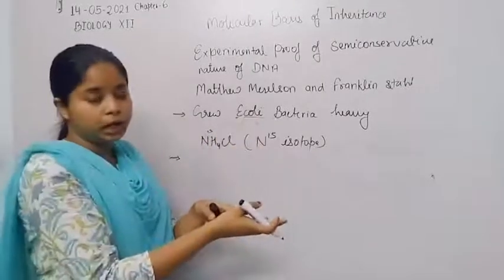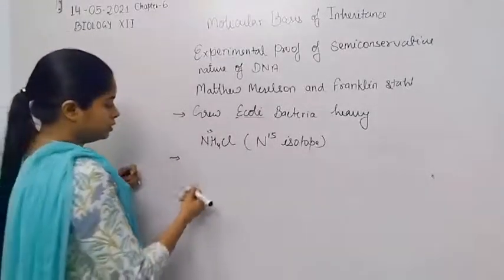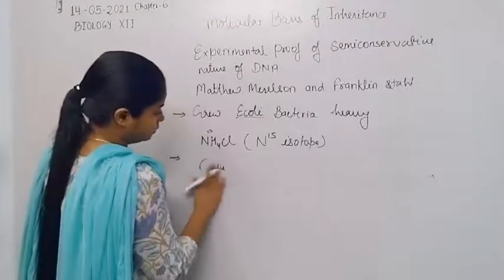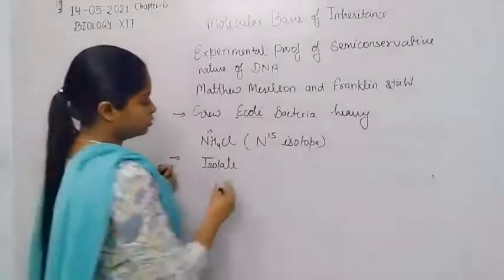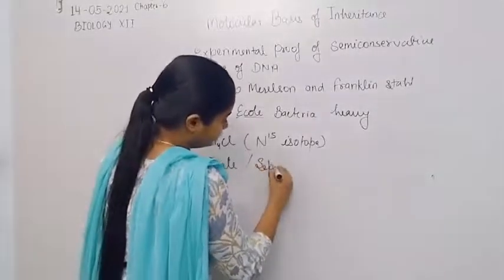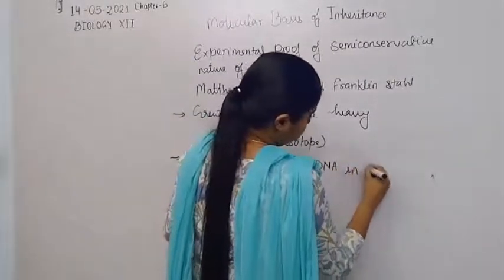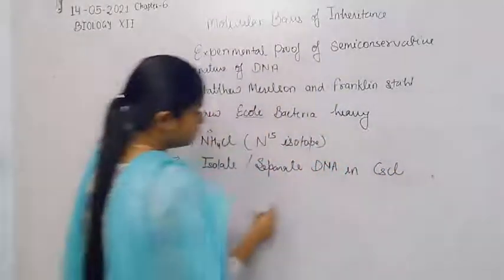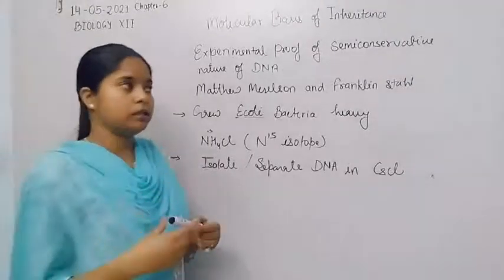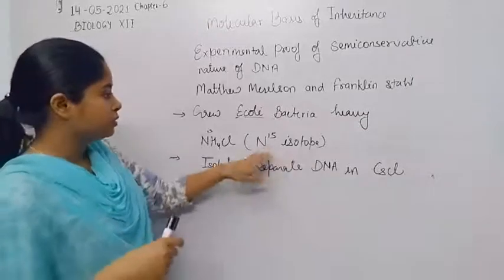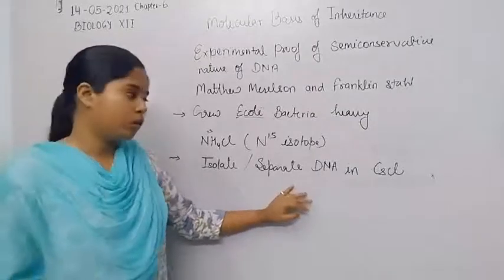isolate these E. coli bacteria, or isolate their genetic material, with the help of cesium chloride. They isolate or separate DNA in cesium chloride. With the help of cesium chloride, according to the density gradient, the DNA with heavy nitrogen is collected near the bottom of the test tube.